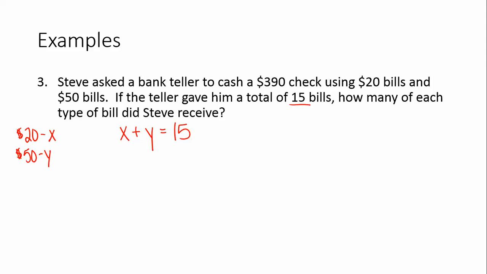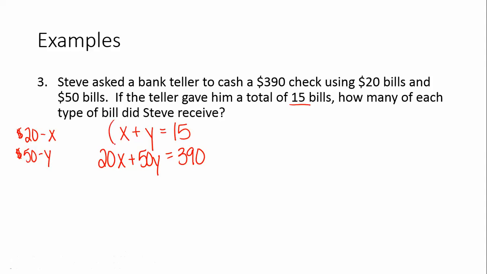Now we need to know, though, using the cost, we know that a $20 bill is worth $20 plus the $50 bill worth $50 should equal a total of $390, since that's how much the check is that he's cashing. So now we have our system. We added the parts together to get the total number of bills, which is 15. Then we used the price of each item to see what the total amount is, and set it equal to the total amount the check cost.